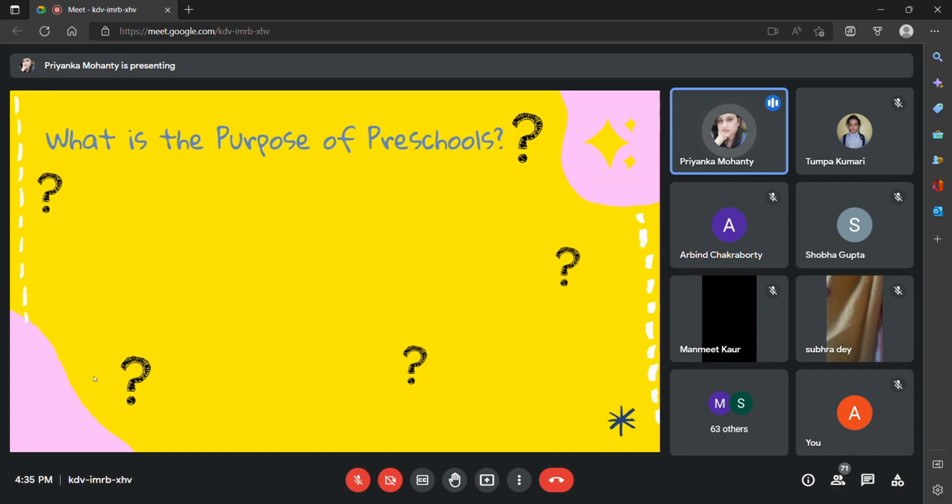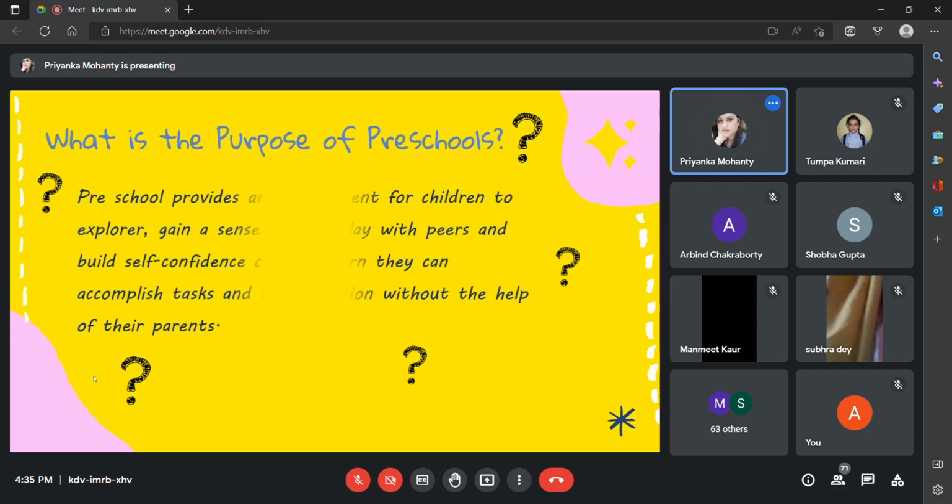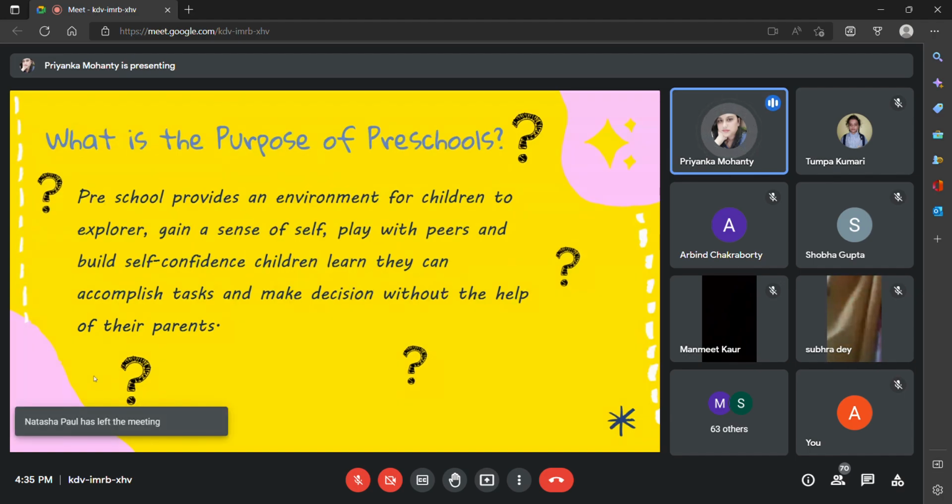What is the purpose of preschool? Preschool provides an environment for children to explore, gain a sense of self, play with peers, and build self-confidence. They can accomplish tasks and make decisions without the help of their parents.